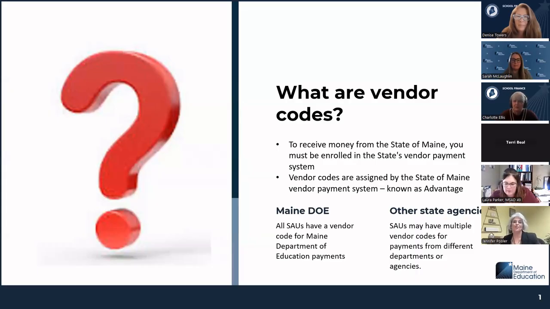And we'll start here. So what are vendor codes? So vendor codes are created by the State of Maine system called Advantage, which is our vendor payment system. So all of you folks are what we call vendors. Even if you're not providing us services, you're providing services that we're paying for. So you are vendors. So you have a vendor code in our state system, which is called Advantage.